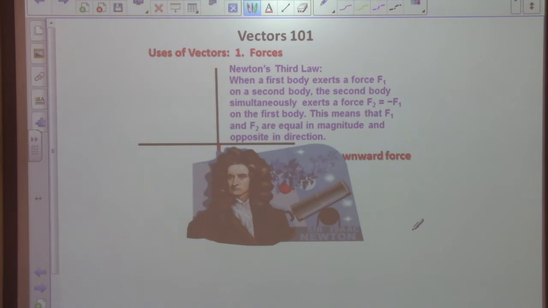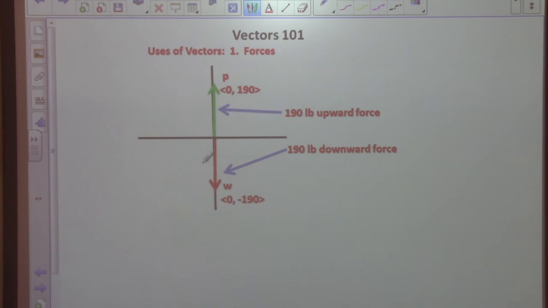And so as I sit there on that bench, exerting a downward force of 190 pounds, is there another force at work? Yes, there is. And this force, this green vector up here, is provided by what? The bench. The piano bench. Yes, exactly. And if these things were not equal and opposite, what would be happening to me? You'd either be floating or on the ground. Yeah, I'd be either going down towards you know where or up towards you know where.